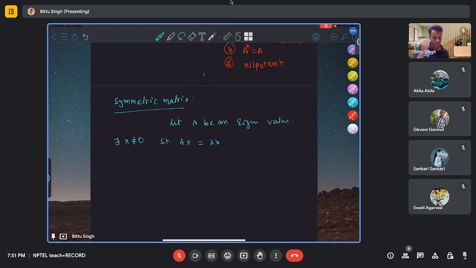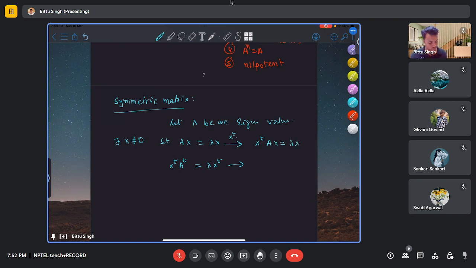And from here, if you take the transpose, you will get x transpose A transpose. This is the same as lambda times x transpose. Now from here and from here, just multiply by x transpose. Multiply x transpose on the left-hand side, and we get x transpose A x. This is actually lambda x.